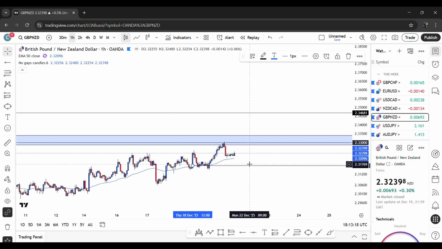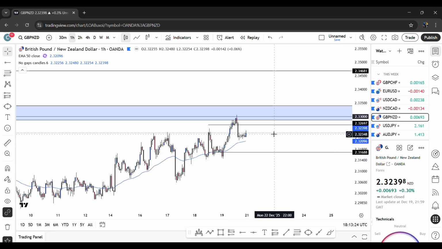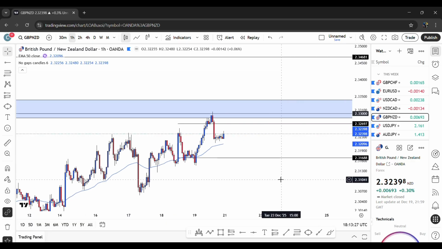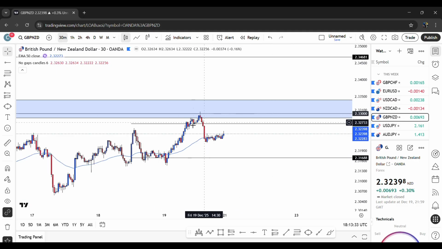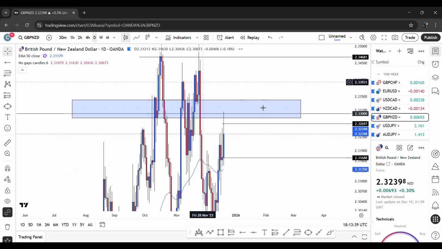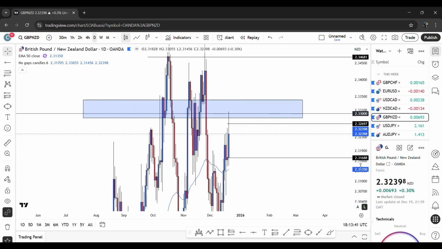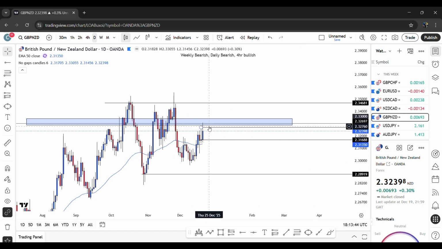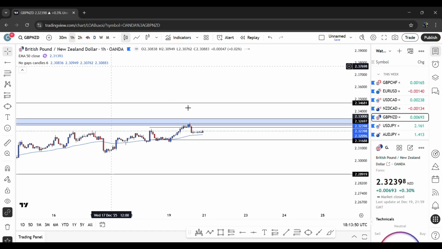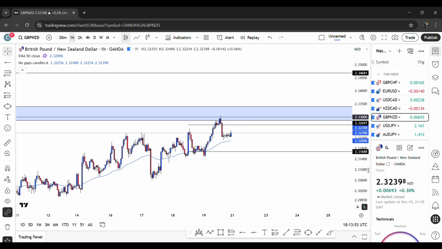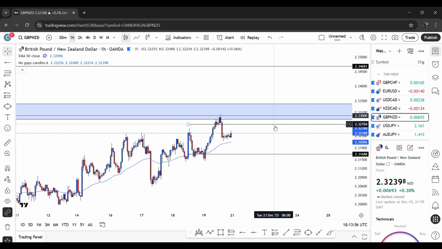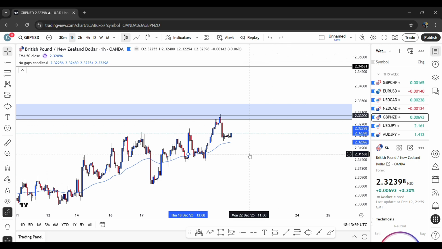We drop down to 1 hour, this is the 1 hour. And if we drop down to the 30 minutes, this is the 30 minute. So I don't know, I have to see if I want to wait for the price to completely come into the area, or if it gives me a good entry on the lower time frames. So let's see how the market opens, and then we'll make the decision.